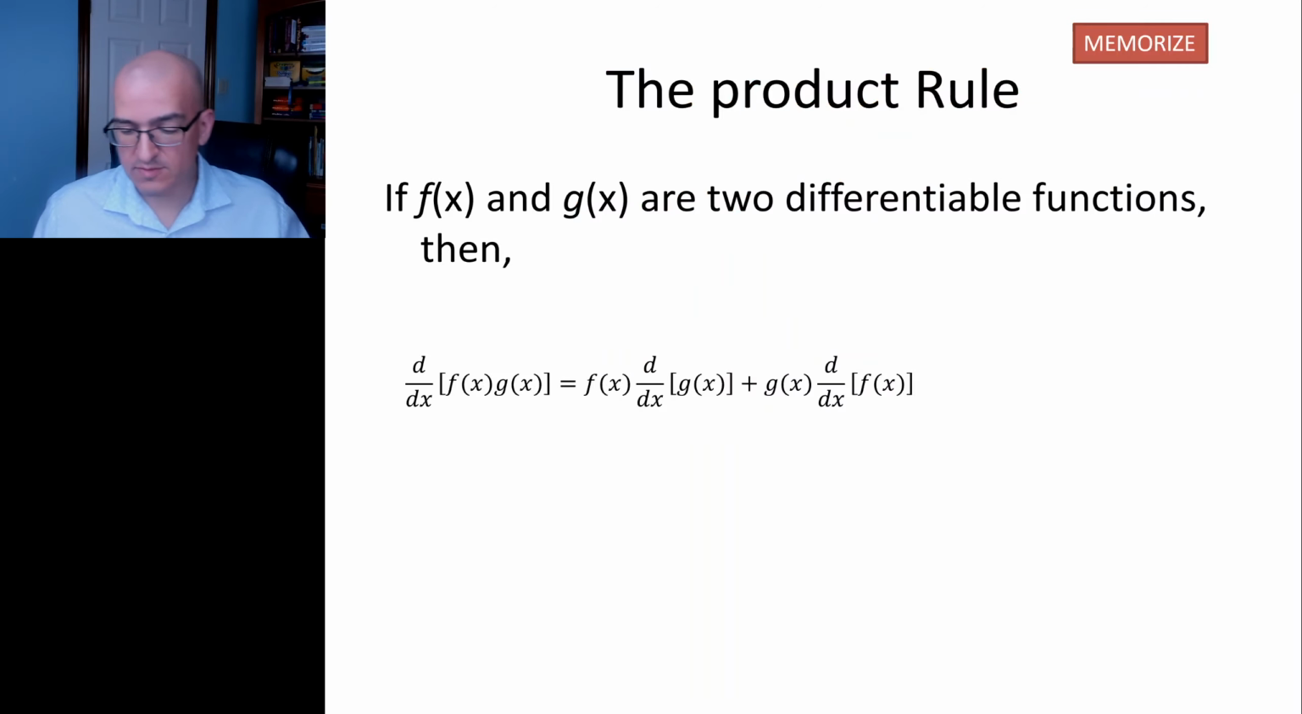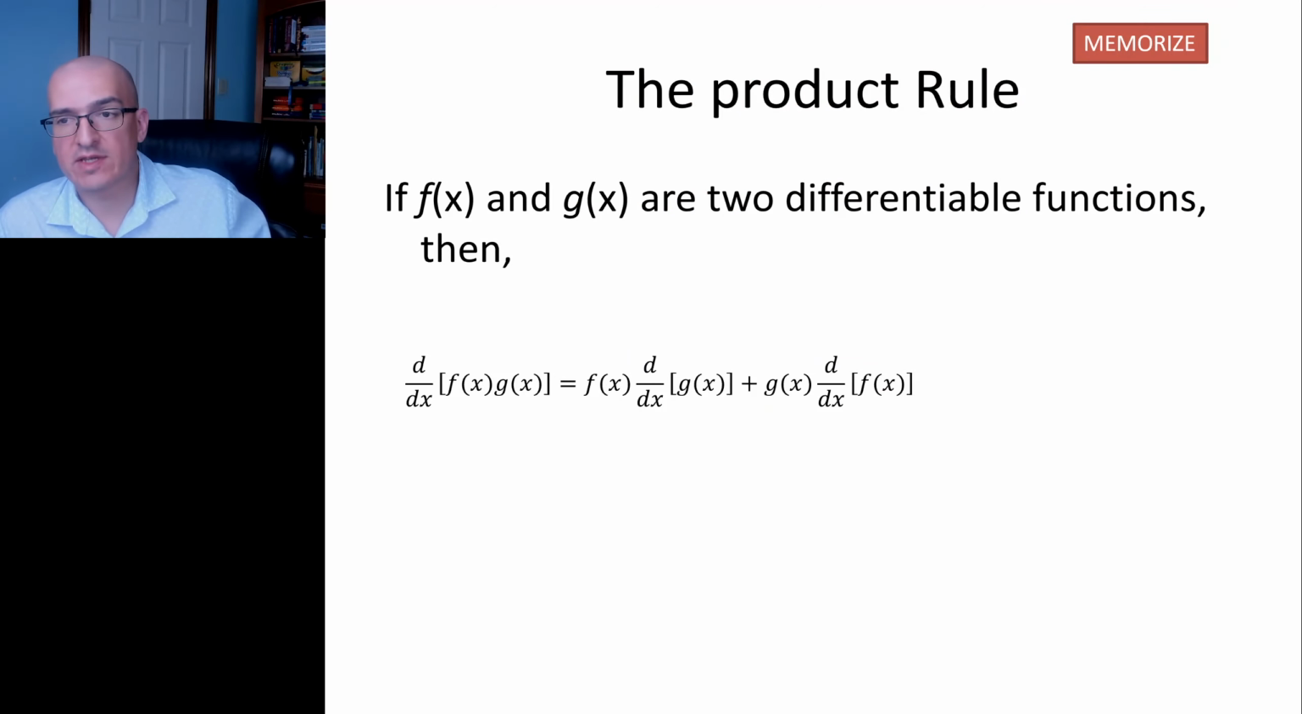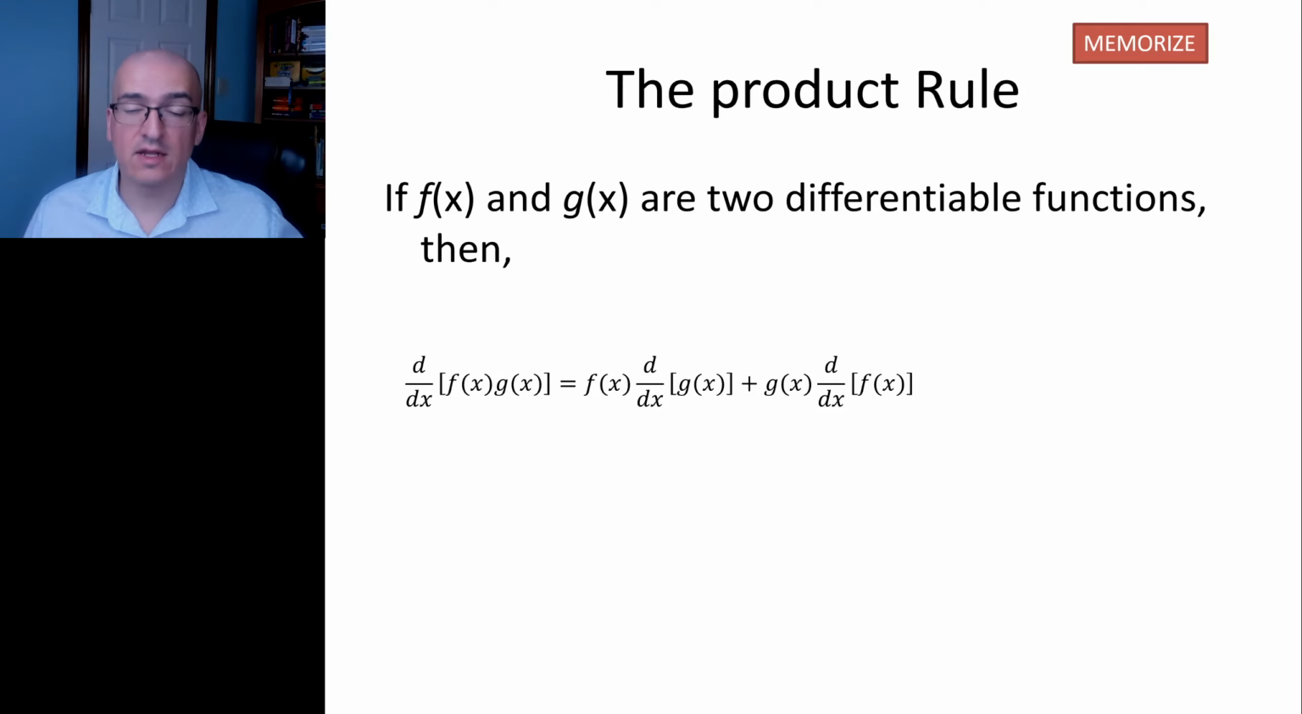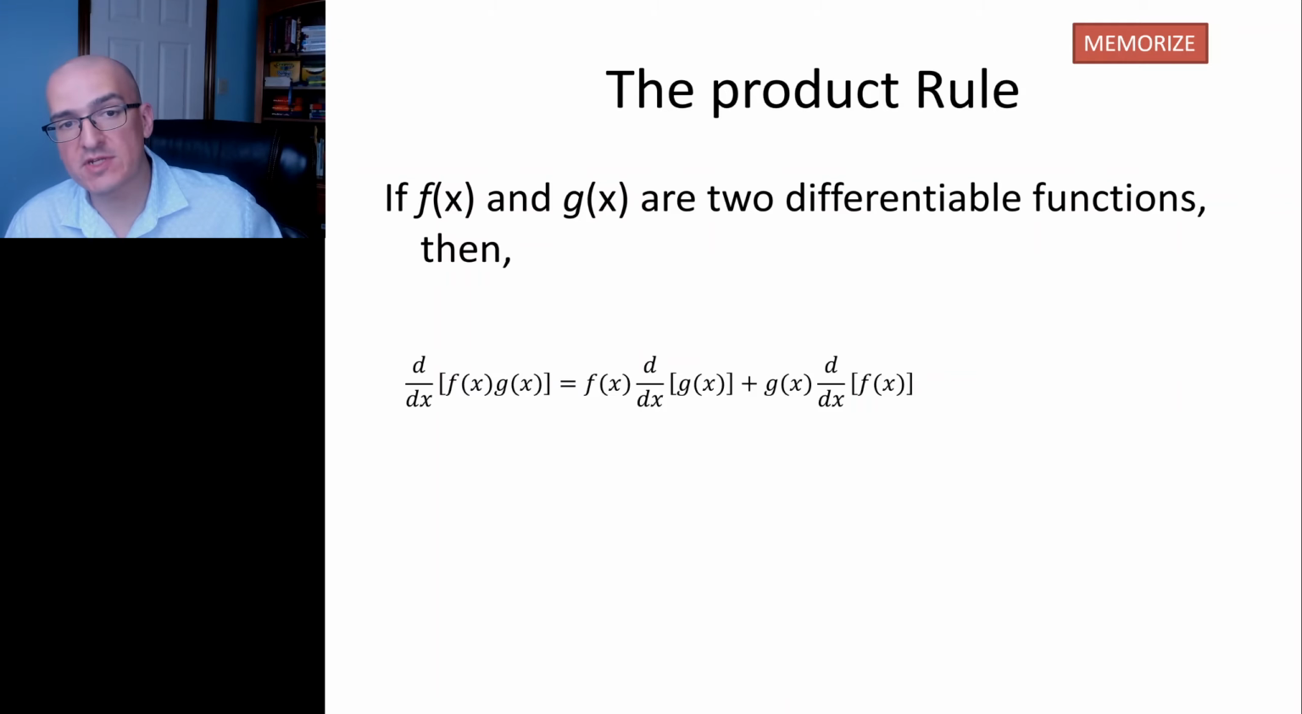So the product rule states if we have two functions f of x and g of x and they're multiplied together, so product is another name for multiplication, the product of functions is a multiplication of functions, then the derivative of that product of f times g is not equal to the derivative of f multiplied by the derivative of g. Instead, it's equal to f times the derivative of g plus g times the derivative of f.